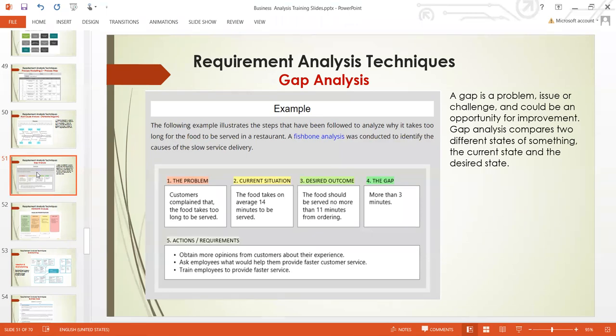First, let's look at the problem. Customers complain that the food takes too long to be served. What is the current situation? The food takes, on average, 14 minutes to be served. And what is the desired outcome? The food should be served within 11 minutes of ordering. And what is the gap? The gap here is 3 minutes. So how do we bridge this gap? How do we remove this waste of time? It's just like what you people are already doing with the housing estate.